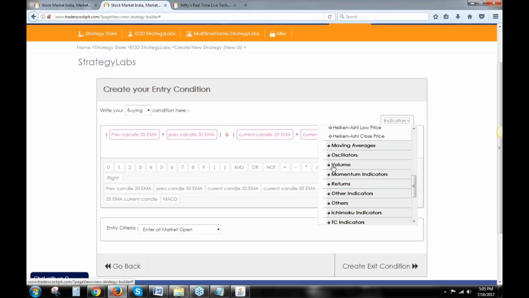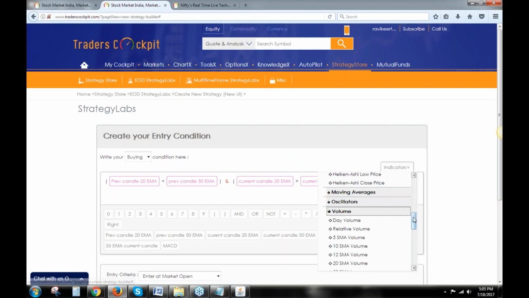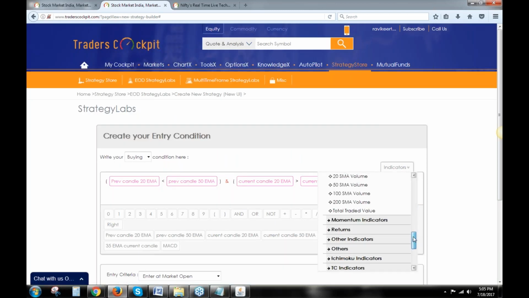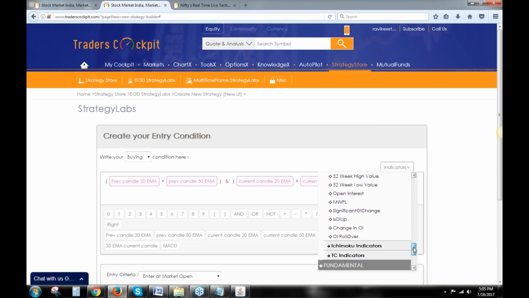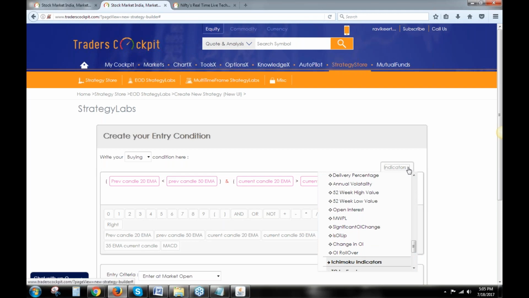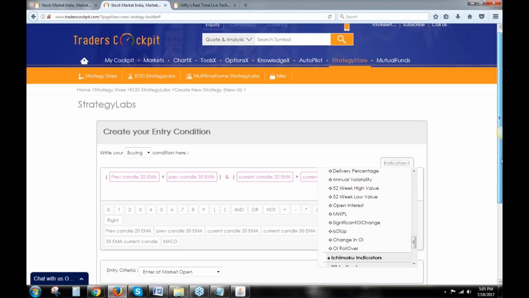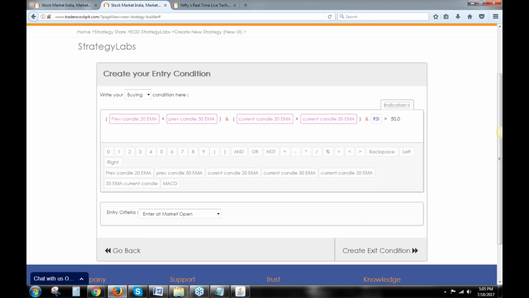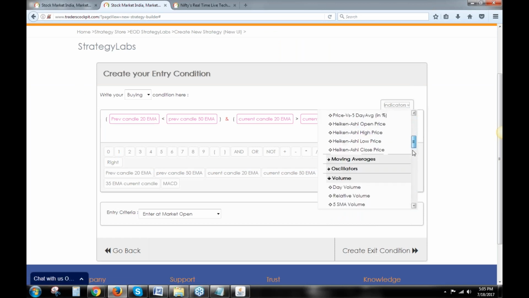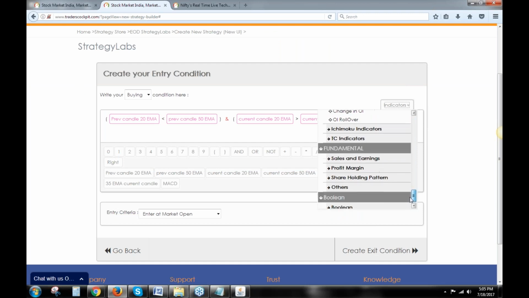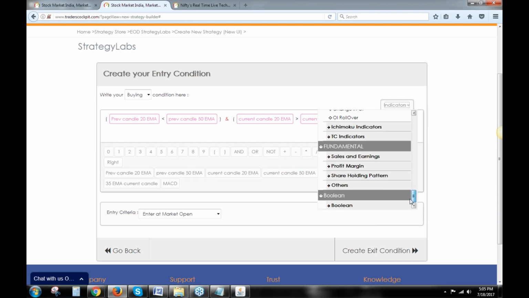Similarly, if you want to combine any volume condition, that can be done from here. Or if you want to include any momentum indicators, that can be done from here. All these different setups, and advanced indicators like Super Trend or Ichimoku, are also available in this listing. When you bring the cursor to this down arrow, you'll find the list of all the standard indicators and setups. You just need to choose from them and fit them into your conditions accordingly.